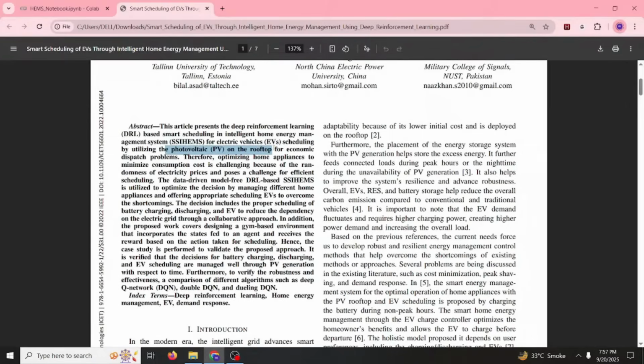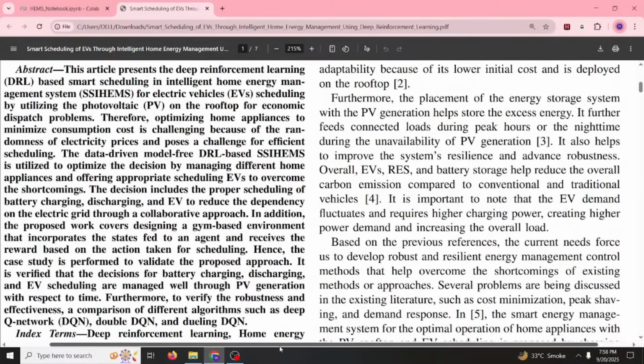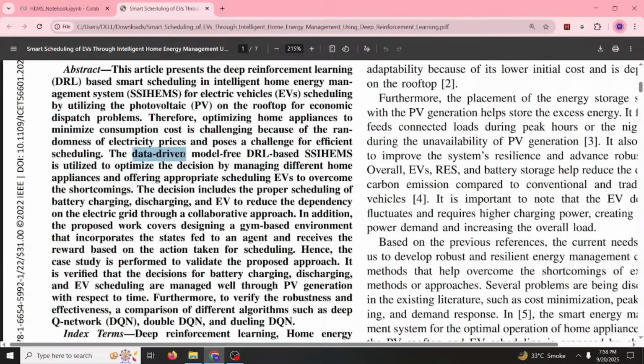Here the first thing is the photovoltaic generation on the rooftop. This will maximize the renewable energy usage. Objective number one is to optimize the home appliances in such a way that the consumption cost is minimum, so that we have minimum electricity price, without compromising the comfort of the user. This whole system is actually data driven. That means we will be using some real world data set for handling the data, and for modeling the solar panels, the home appliances, the battery, and also the electric vehicle charging.